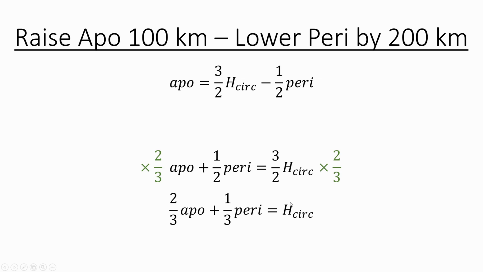Finally, we have our answer. The altitude of our equivalent circular orbit will be equal to 2/3 times our apogee value plus 1/3 times our perigee value.